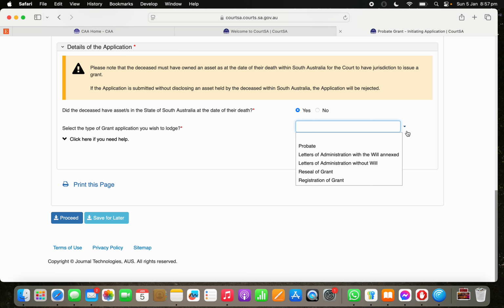Though the questions in general on this smart form that we use are similar in all types of applications. We're looking for details of the deceased, details of the applicant, what the assets are, and after that, that's where the differences will start to appear. For example, if an oath is or isn't required.